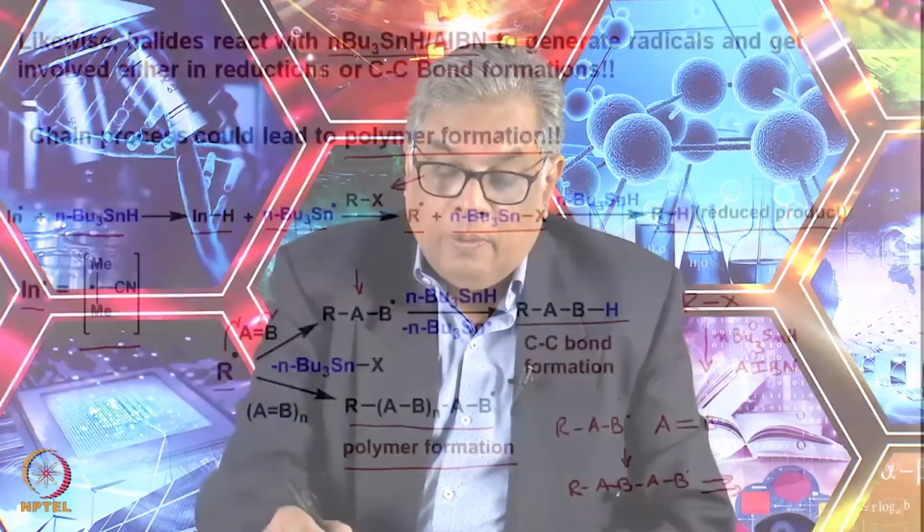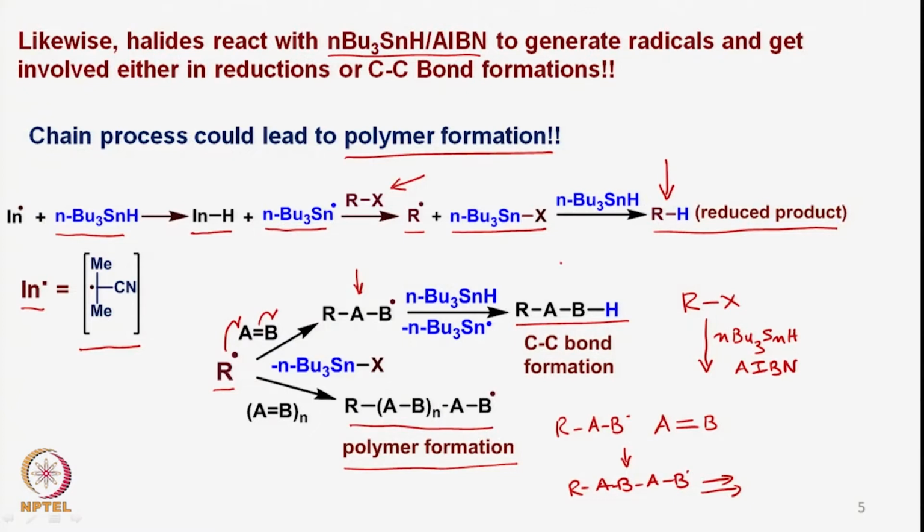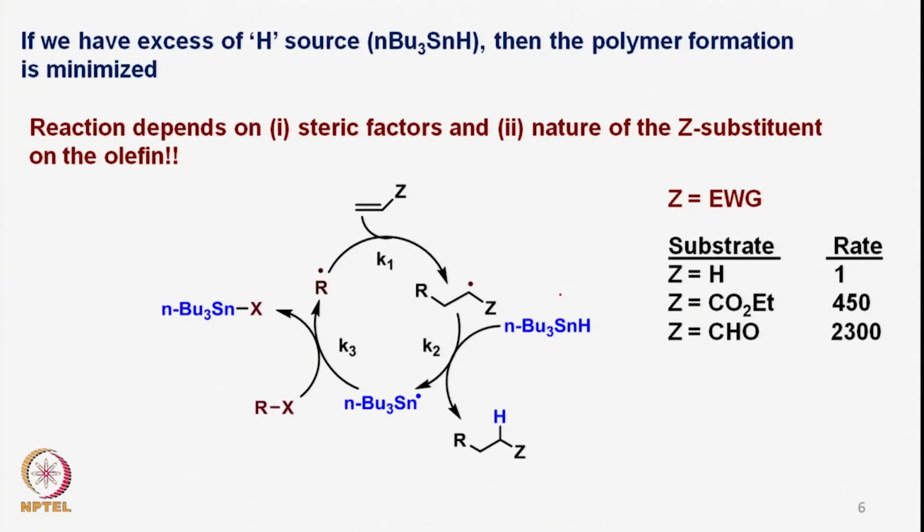But from the organic synthesis point of view, we also need to have both the alternatives, that is either we reduce the RX to RH, or we have the stopping of the reaction at this stage when one CC bond is formed. If we have excess of hydrogen source, then the polymer formation could be minimized. As you can understand, if we have R, A and B dot formed, in order for this reaction to get arrested, we need to have tributyltin hydride in a sufficient quantity so that it reacts to form the corresponding terminated product after one CC bond is formed.